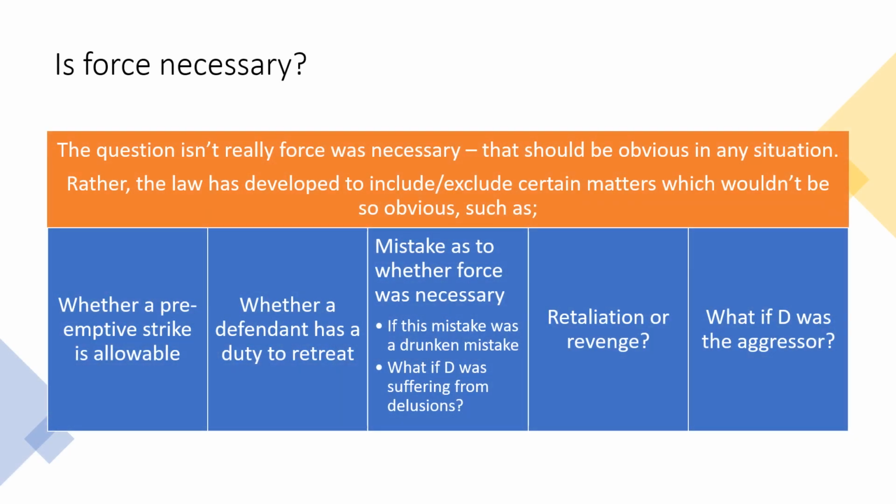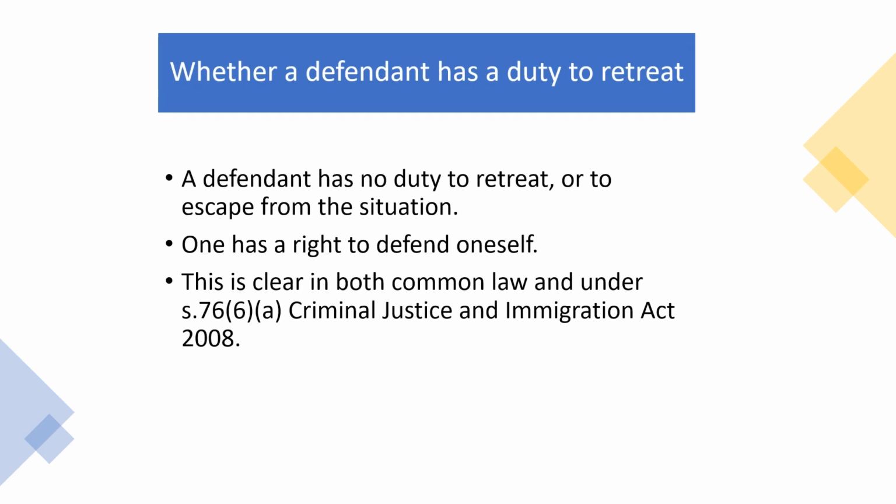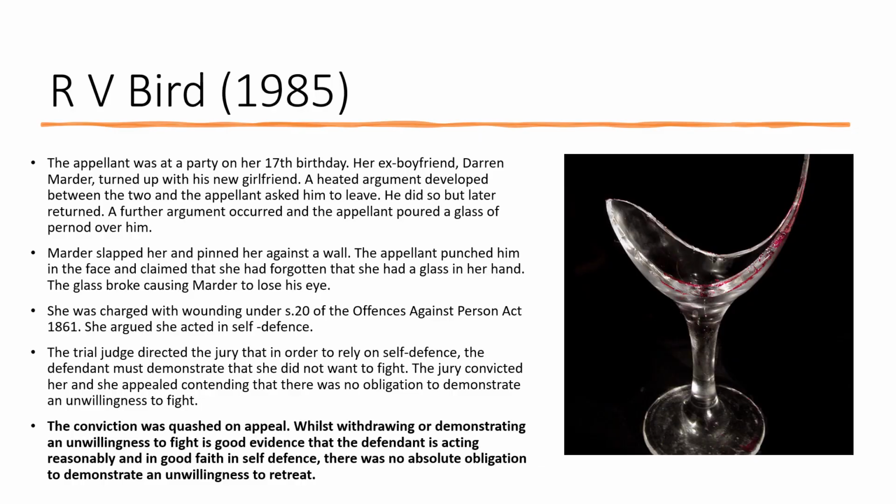And the second one then is whether a defendant has a duty to retreat. Do they have to retreat? Now, they don't. They don't have to retreat or escape from a situation. A person has a right to defend oneself. Now, this is clear in both common law and under Section 76, subsection 6A of the Criminal Justice and Immigration Act 2008, which has updated the law on self-defence and lawful force. Now, the case of Bird is a good example of this.